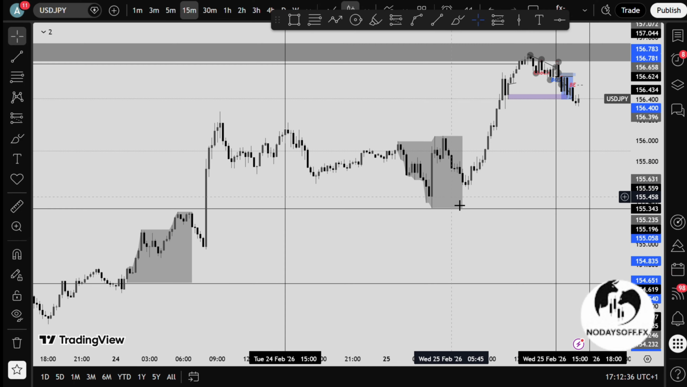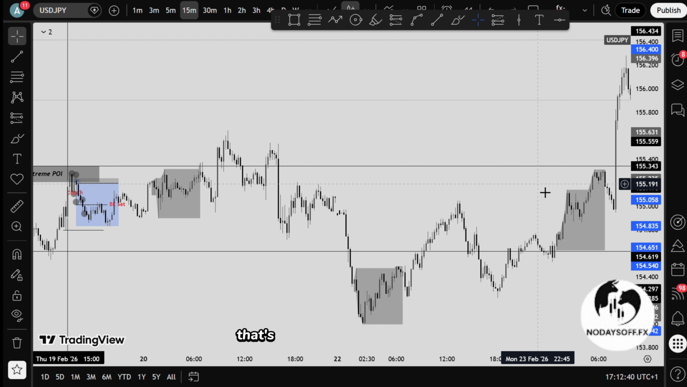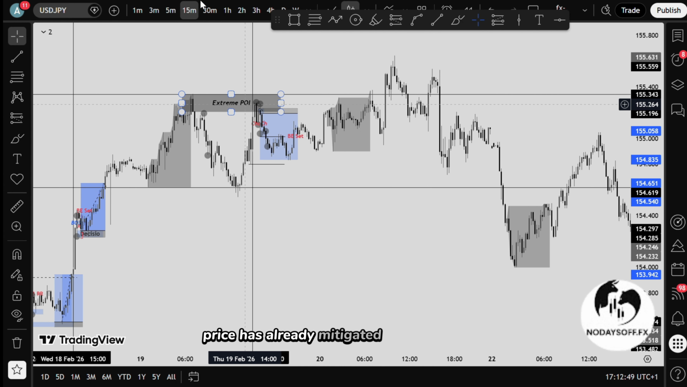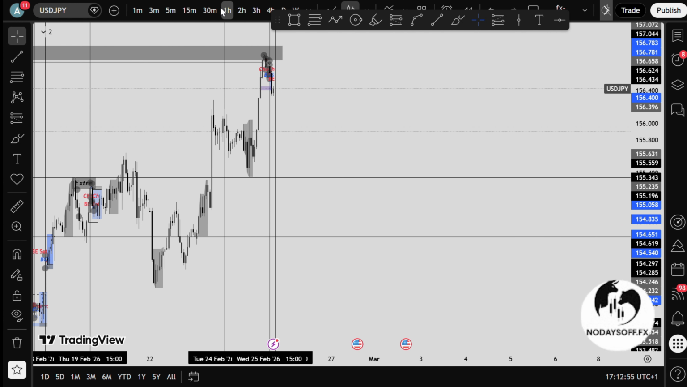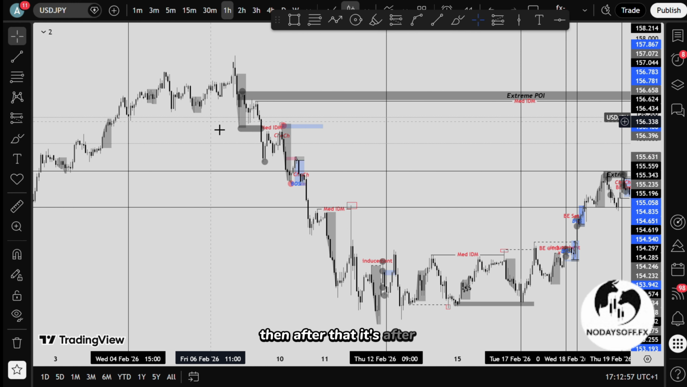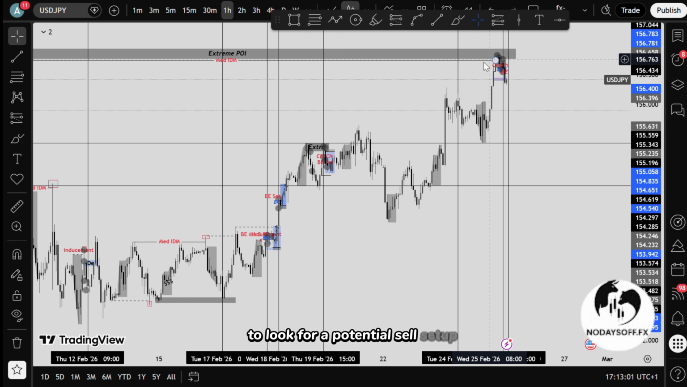At first, on the 1-hour time frame, price has already mitigated this extreme zone, not in my key time frame window. So this gives me hope that price will actually be bearish. Then after that I scaled down to the 15-minute time frame to look for a potential sell setup.